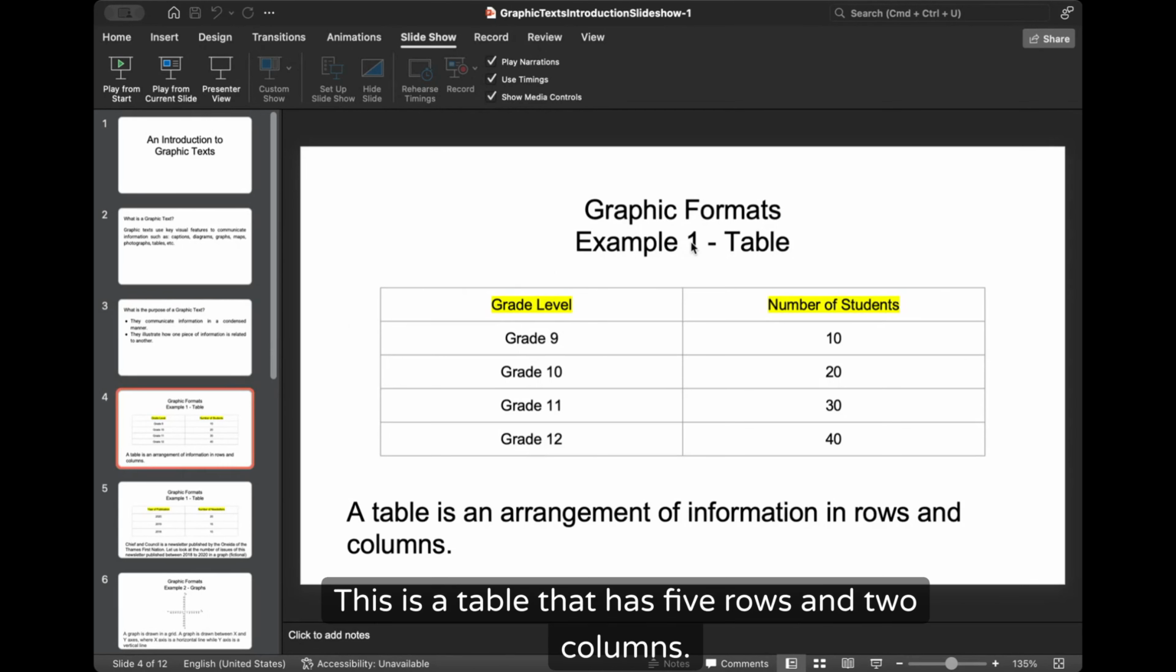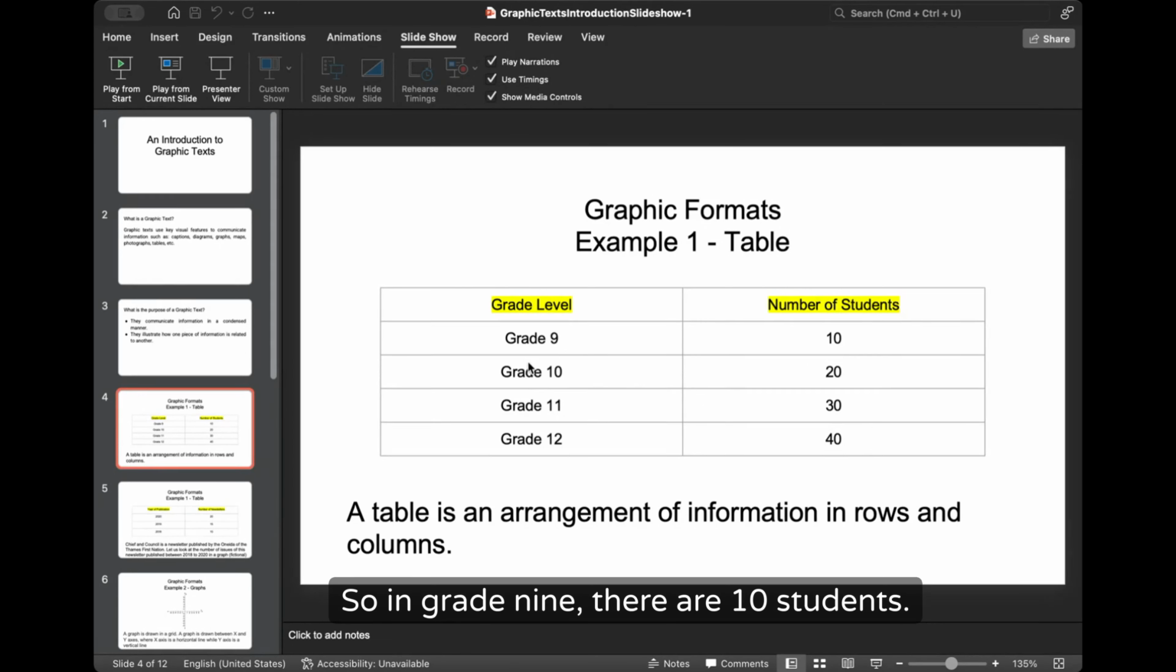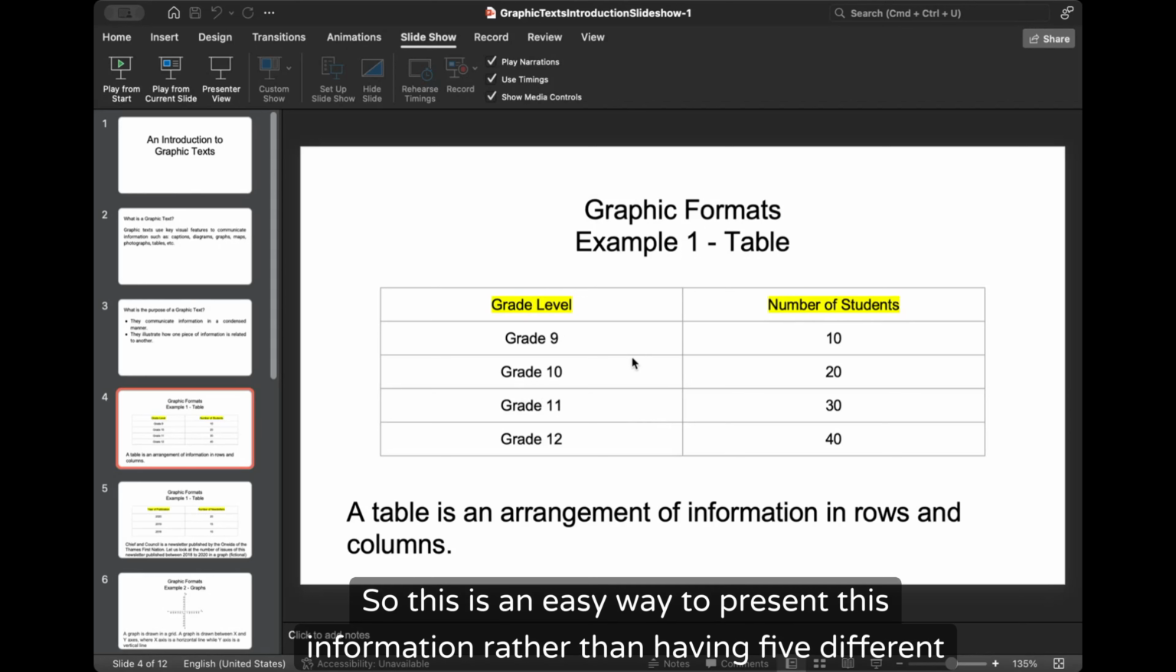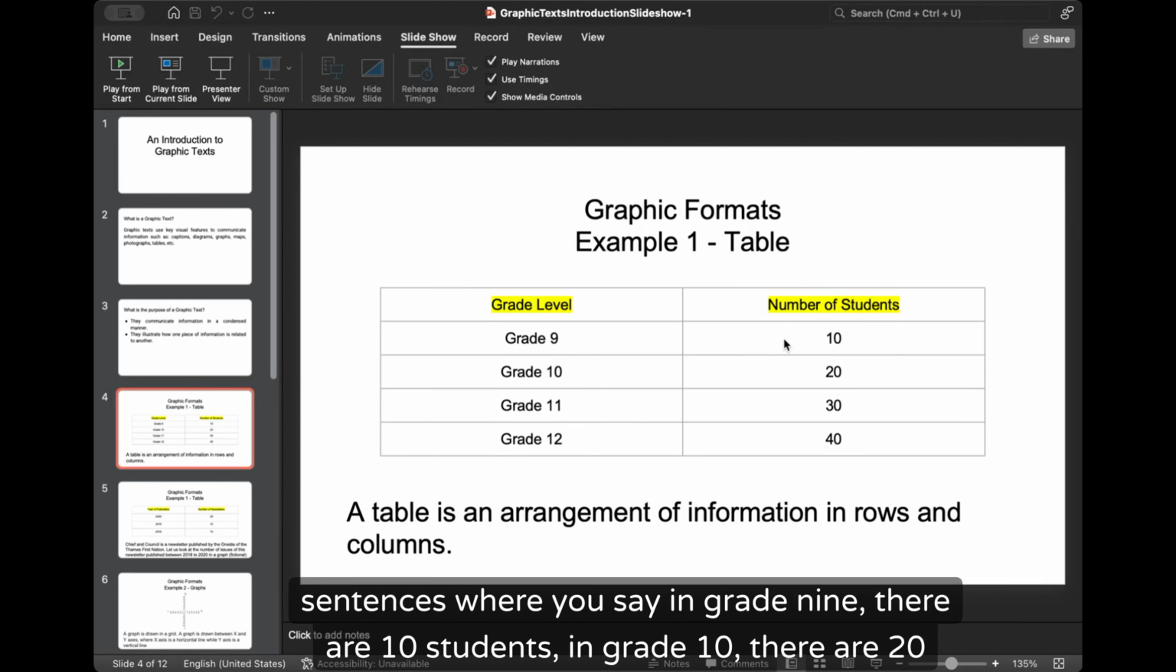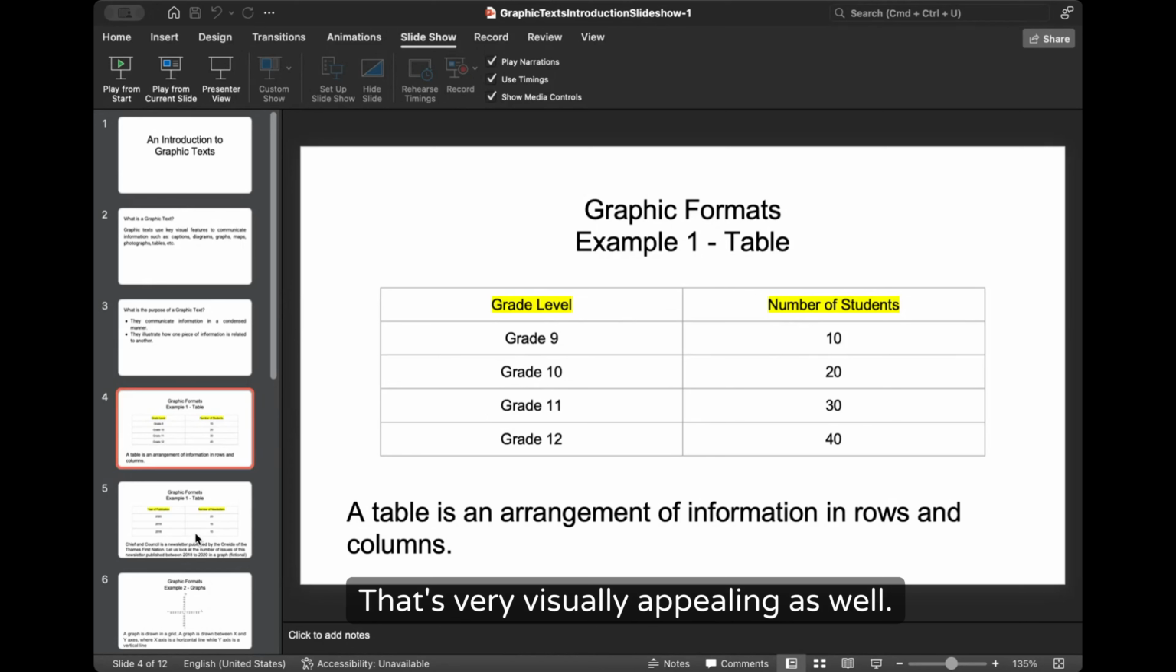So here's one example. This is a table that has 5 rows and 2 columns. It's telling you the number of students in each grade of this school. So in grade 9, there are 10 students. In grade 10, there are 20 students. In grade 11, there are 30 students. And in grade 12, there are 40 students. So this is an easy way to present this information rather than having 5 different sentences where you say in grade 9 there are 10 students, in grade 10 there are 20 students. You're just presenting the same information in a much more accessible manner. That's very visually appealing as well.